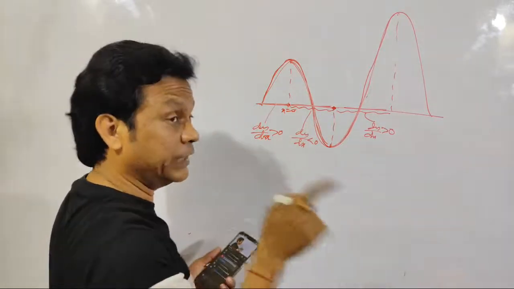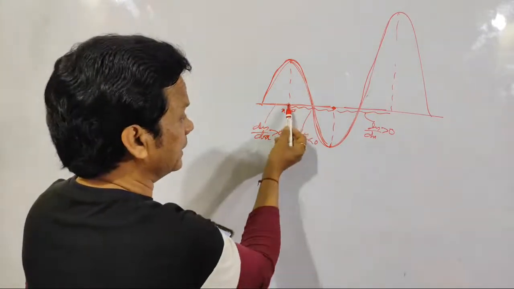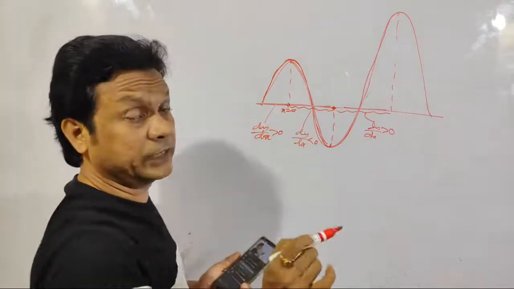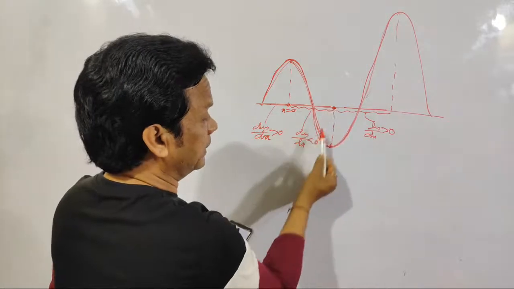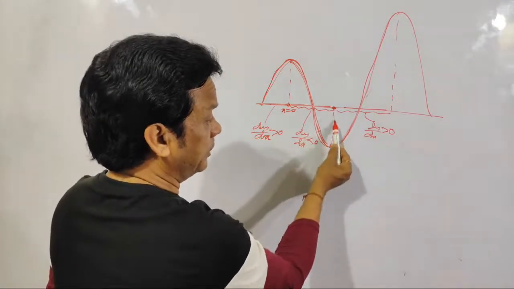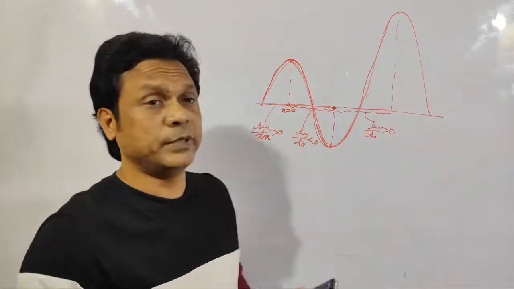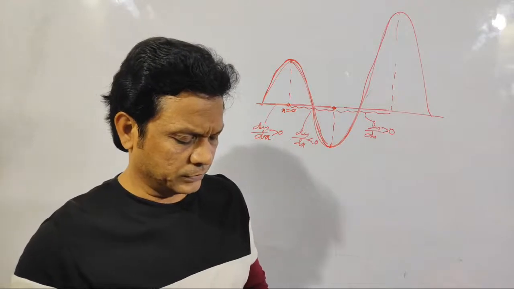Remember, the sign of the derivative changes, not y. If the sign of the derivative changes from positive to negative at a certain point, then at that point the graph attains maximum, and if at a certain point the sign of the derivative changes from negative to positive, at that point the graph attains minimum. Clear? And this is a very easy concept. Okay.